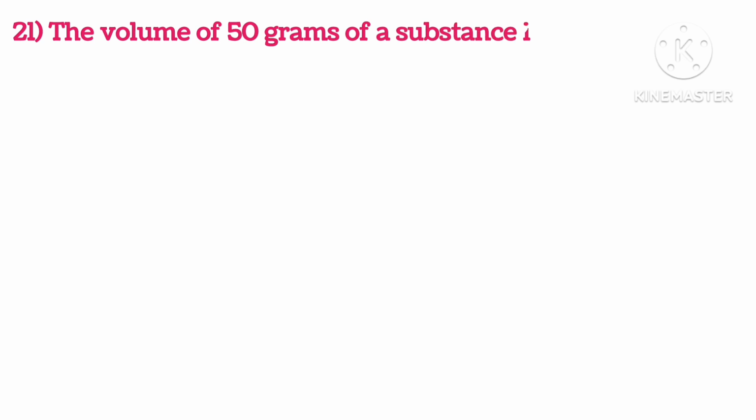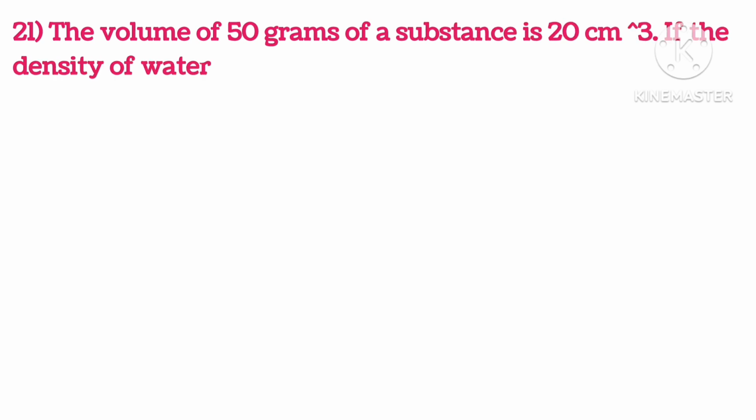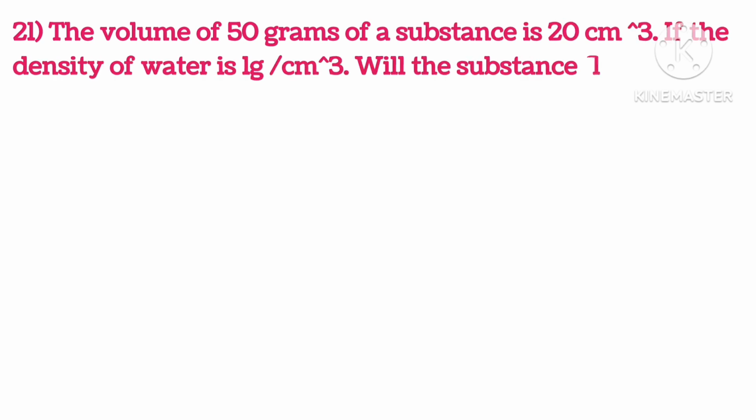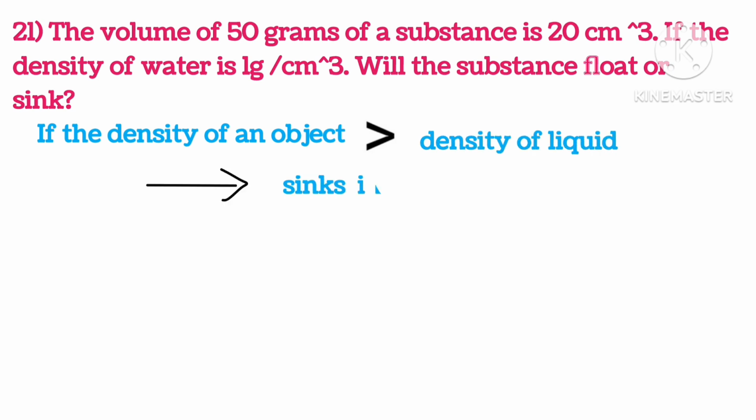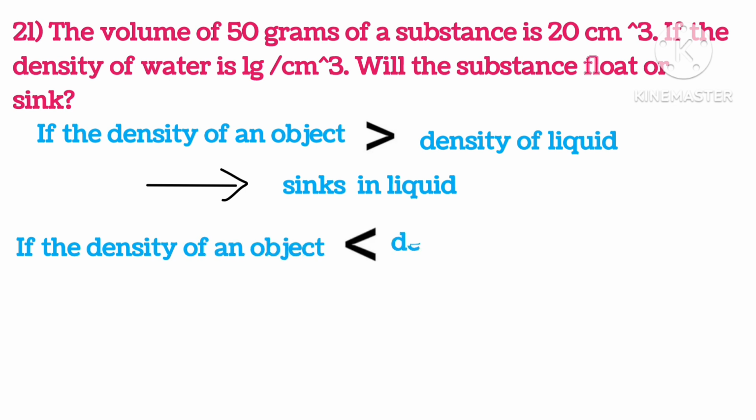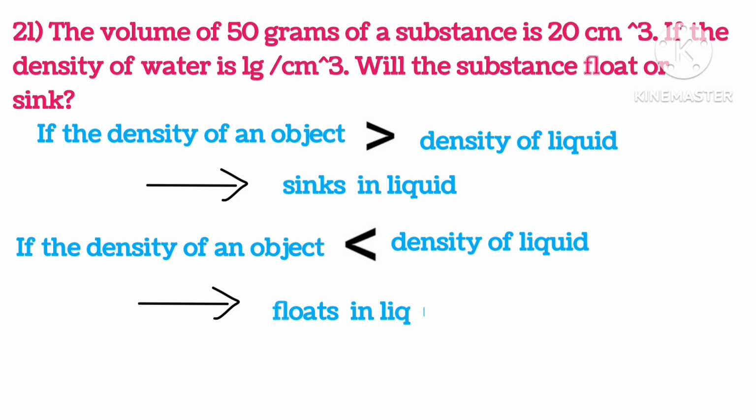The volume of 50 grams of a substance is 20 centimeter cube. If the density of water is 1 gram per centimeter cube, will the substance float or sink? If the density of an object is greater than the density of liquid, then it will sink in the liquid. If the density of the object is less than the density of liquid, then it will float in the liquid.